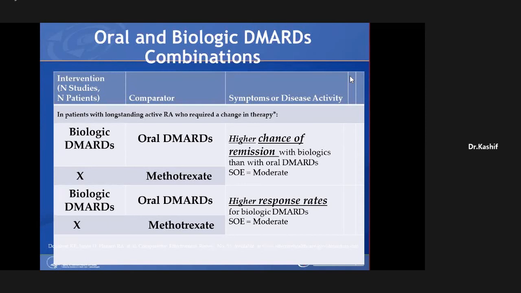For example, this is an example of the combination. Usually we give the oral DMARD, methotrexate, whereas the biological DMARDs you can combine with any other drugs. Okay. So in the case of biological DMARDs with oral DMARDs, we have higher chances of remission with biologics than with oral DMARDs, whereas the response rates for biologicals are almost the same. But what we combine is usually we prefer methotrexate as the oral DMARD, and then we combine it with the biological.